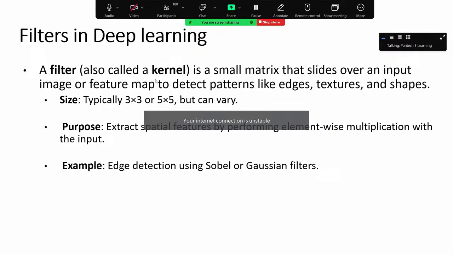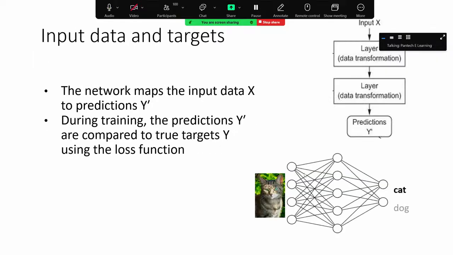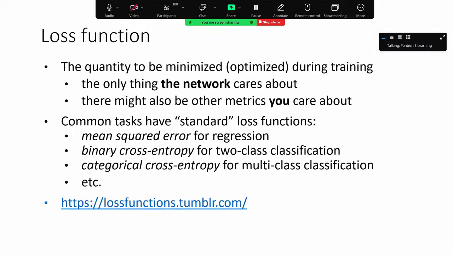Filters. A filter is also called a kernel. It's a small matrix, just like I explained. Its purpose is to extract spatial features by performing element-wise multiplication with the inputs. An example is edge detection using a Sobel or Gaussian filter. That's a fixed filter. There could also be random filters. Then this is the same thing that we've been talking about.